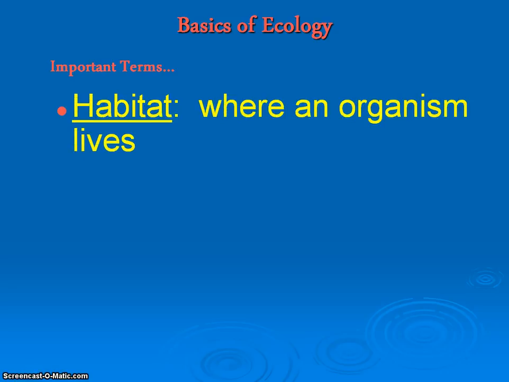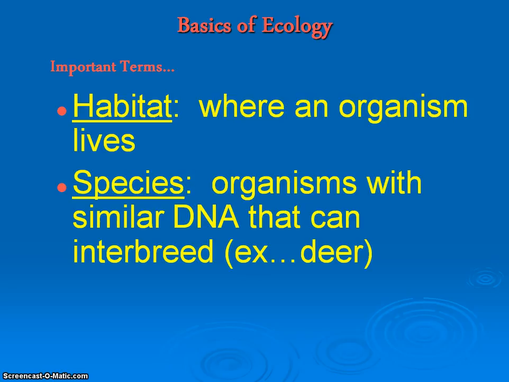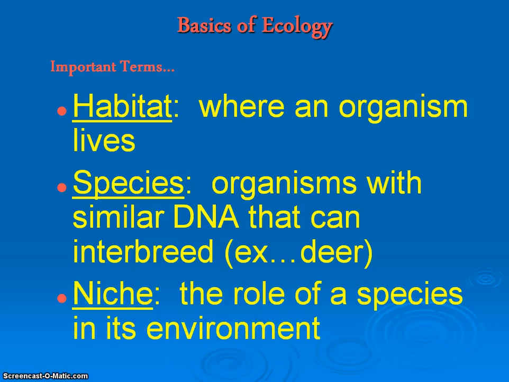More important terms, we have a habitat. We know a habitat is where an organism lives. We know you take a large number of one type of organism, say it's a white-tailed deer, and you put a lot of white-tailed deer together. These white-tailed deer share similar DNA. They have the ability to interbreed, so they're going to be considered a species. The big thing about a species, it's a species because they have that similar DNA, but they have to have that ability to interbreed, produce offspring.